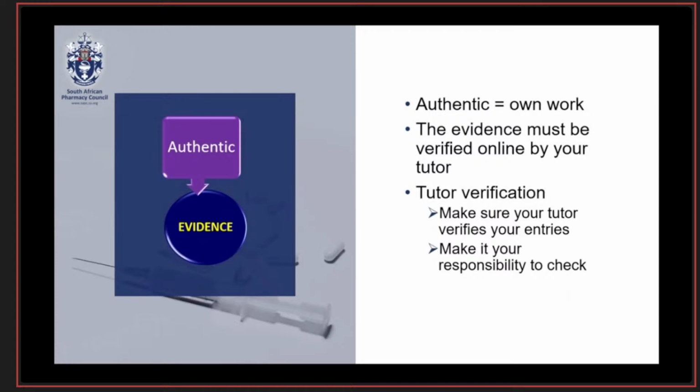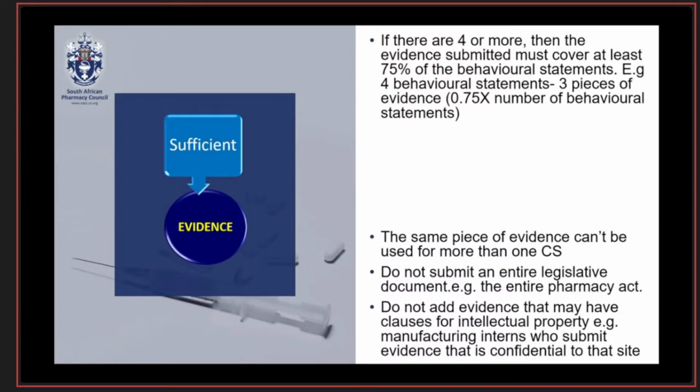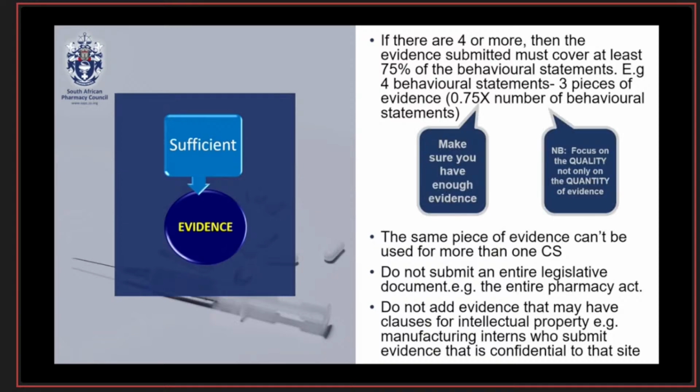Authentic: the evidence should be your own work, and your tutor then verifies that it is your own work. The verification is done online, and the tutor should make sure that it is your own work. And remember, no group activities, as we've stated previously. We've spoken about sufficient. If there are 4 or more behavioral statements, you should cover at least 75% of them. That is 3. And if there are more than 4, you have to do 75%.